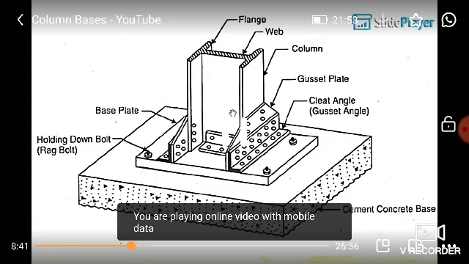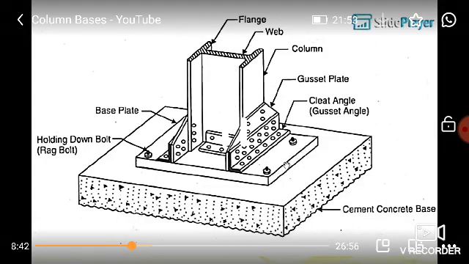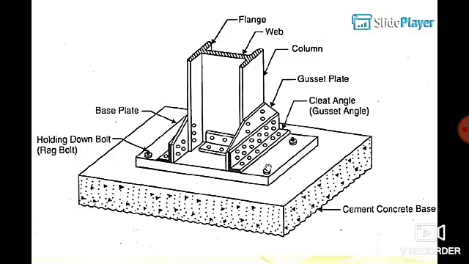So this is the picture of a gusset plate. It will be easy for you to understand. This is the slab base. In the slab base there will be no gusset plate, but in the cleat base there will be a cleat angle as well as a gusset plate. So this is the gusset plate seen there. The gusset plate is extra provided in this.